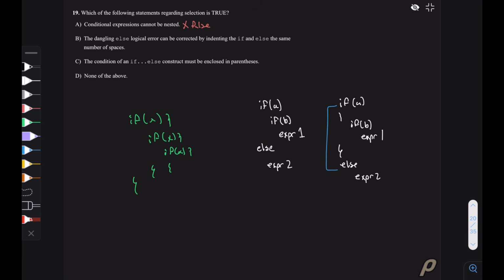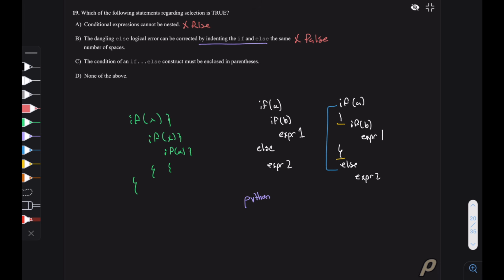So this question here is saying it can be corrected by indenting the if-else the same number of spaces. So keyword there, indenting. Anytime we do any sort of indenting in C, that makes no difference on the actual execution of the program. Where it does make a difference is Python. If you've ever used Python, that would actually make the difference. But we are not using Python. So that actually does not fix our logical error, as instead what we want to do is use brackets, like I mentioned before. So brackets are the solution to the dangling else problem. So this is, in fact, false.